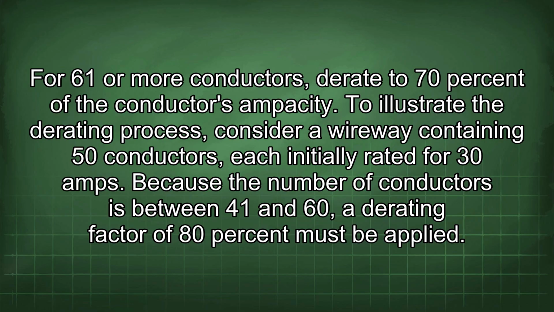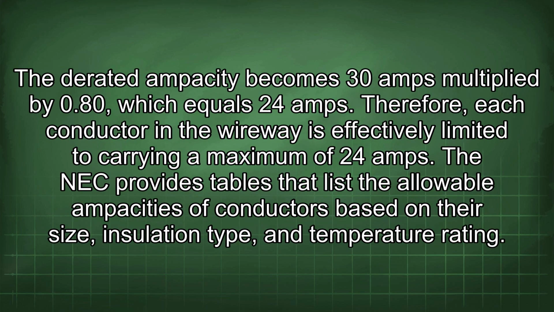To illustrate the derating process, consider a wireway containing 50 conductors, each initially rated for 30 amps. Because the number of conductors is between 41 and 60, a derating factor of 80% must be applied. The derated ampacity becomes 30 amps multiplied by 0.80, which equals 24 amps. Therefore, each conductor in the wireway is effectively limited to carrying a maximum of 24 amps.